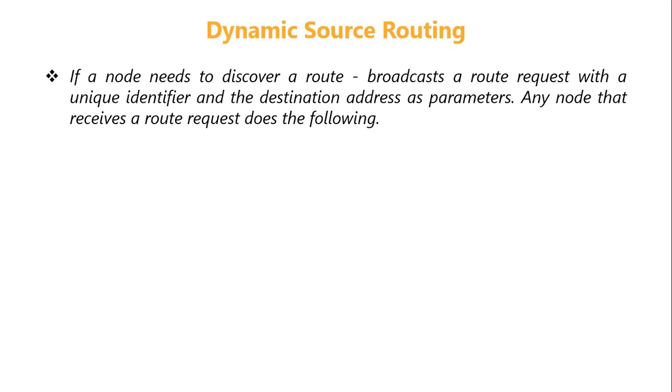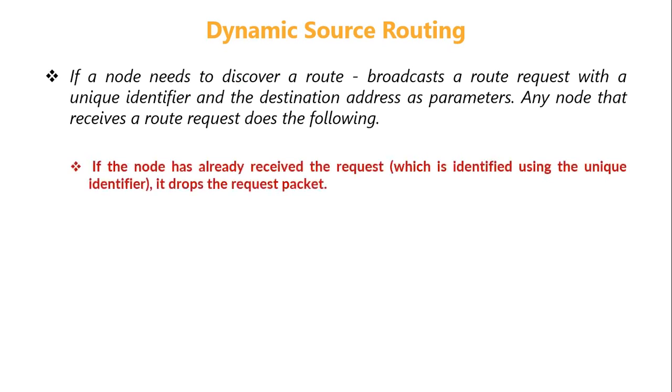Now let us see how. Let us discuss the algorithm of DSR, the dynamic source routing algorithm, and how it works. If a node needs to discover a route, that is, if a node wants to send some information to some destination node and there is no known path for that destination, then obviously it should perform route discovery.